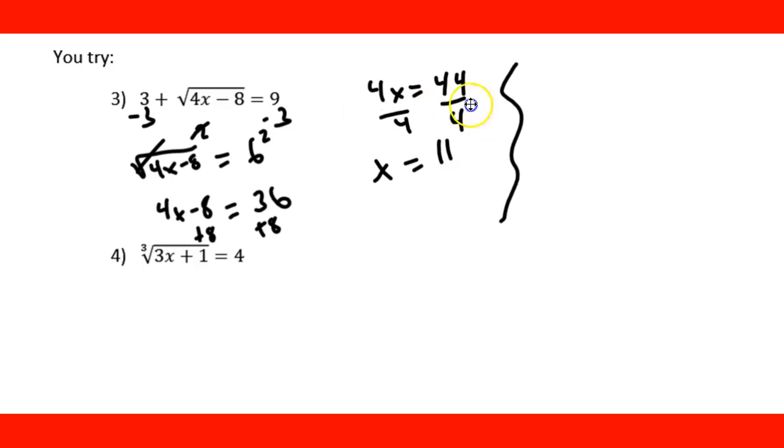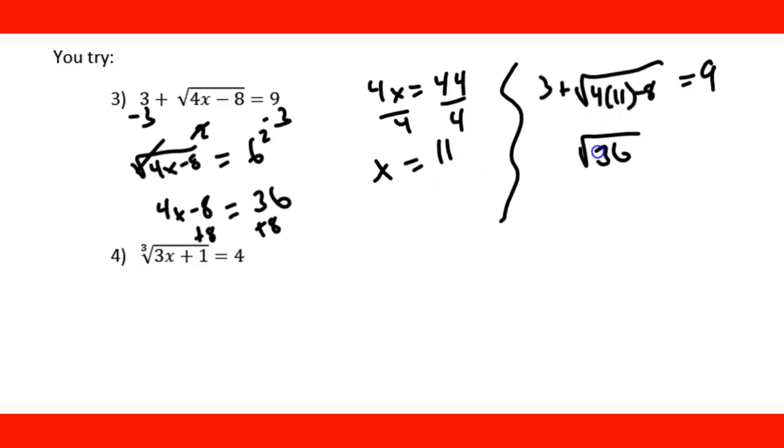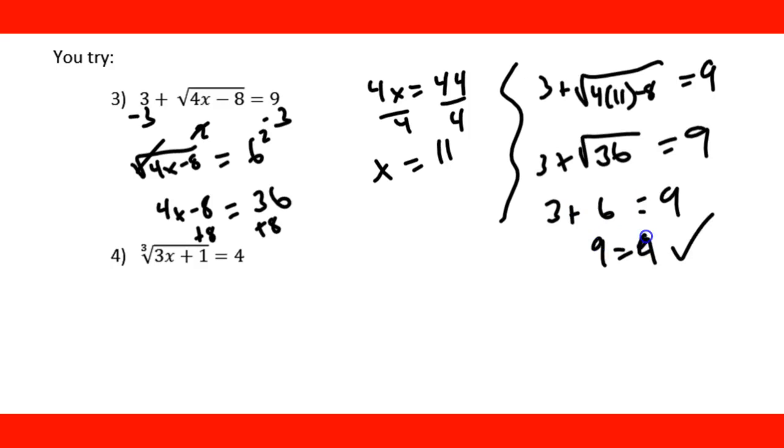I take that 11 and plug it in. So you have 3 plus the square root of 4 times 11 minus 8 equals 9. 4 times 11 is 44. So 44 minus 8 is 36. And the square root of 36 is going to be 6. And then 3 plus 6 is 9. All right, that checks out.